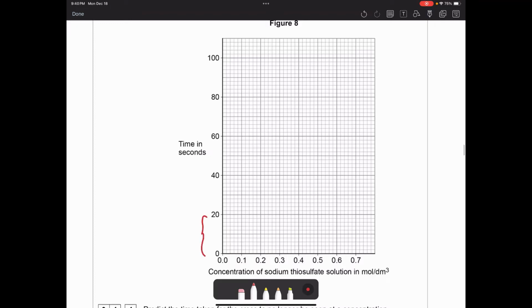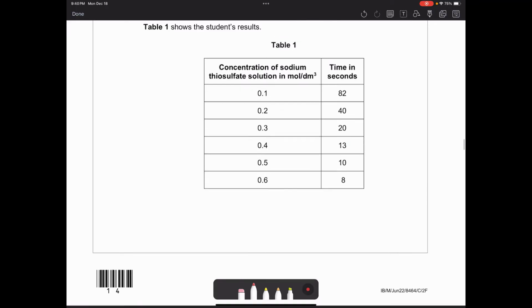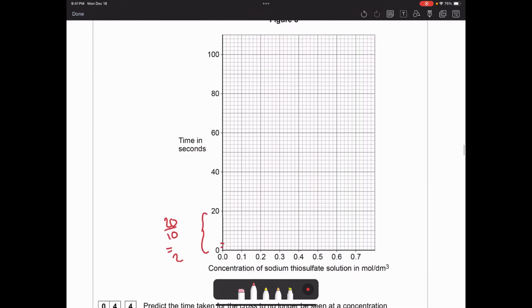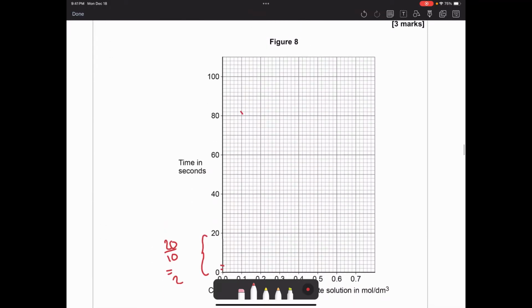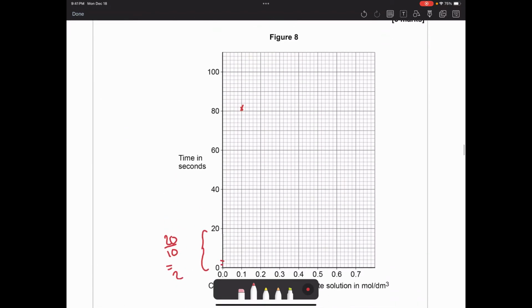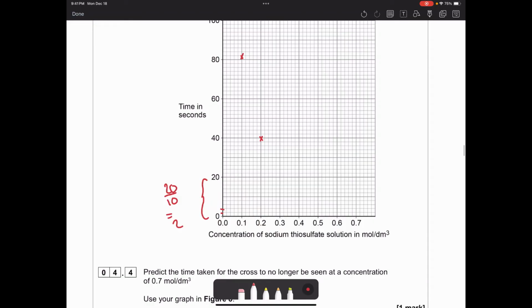But what you need to do is make sure you understand what your scale is. You've got a gap of 20 and you've got 10 little squares. So 20 divided by 10 is 2. Each of these little squares is worth 2. And then your concentrations, I believe, are just going up in 0.1s anyway. So 0.1 is 82. So go to 0.1, one little square above 80 would be 82. And you've got to be within half a square to get the marks. So 0.1 is 82, 0.2 is 40. So that's easy, that's bang on the main line. 0.3 is 20.